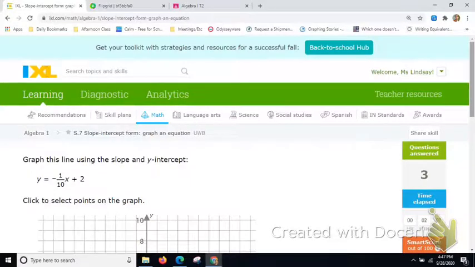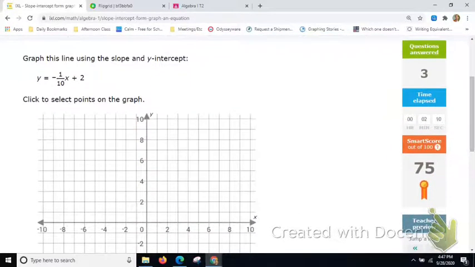So start with the b. The b is 2. Now use our slope. So it's -1/10. So down 1 and over 10. Notice, had I gone up 1 and to the left 10, it would still be that same line.